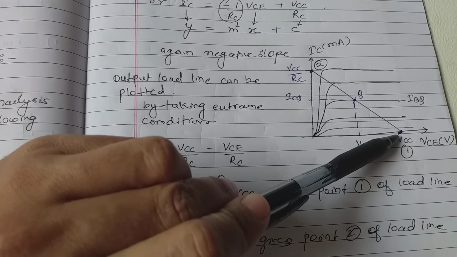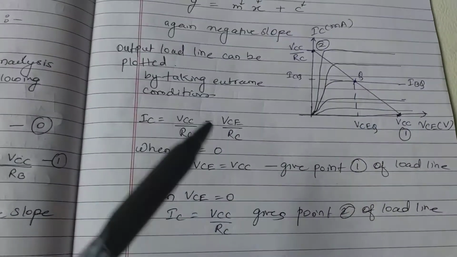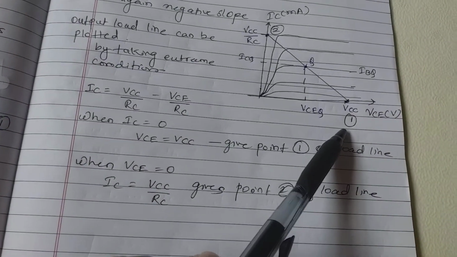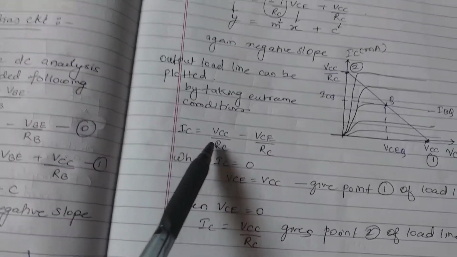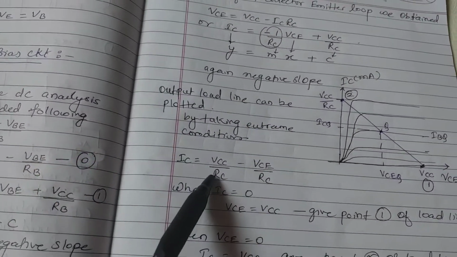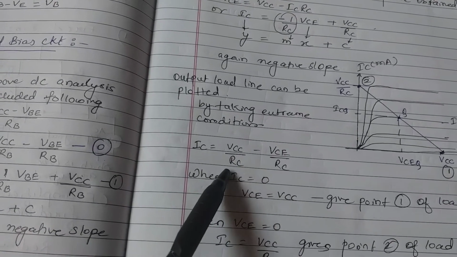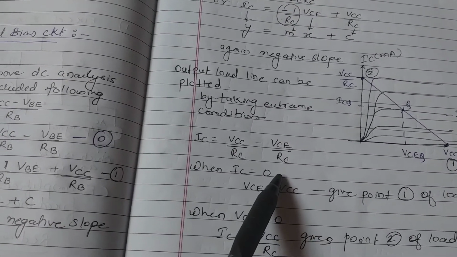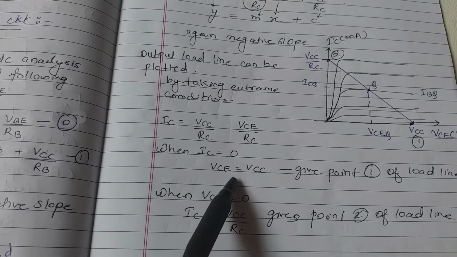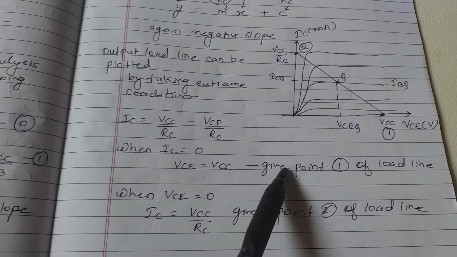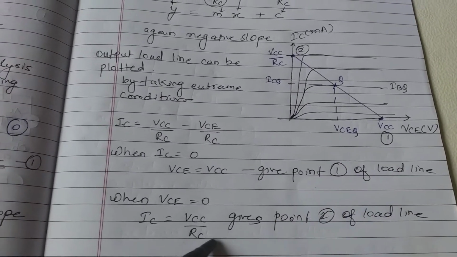How did we get the load line? We got the load line with the extreme conditions again. So here we can see point 1. The same equation I am writing here in this fashion: IC is equal to VCC upon RC minus VCE upon RC. When we put IC equal to 0, we get VCE equal to VCC. That is point 1 on the load line, the extreme point.